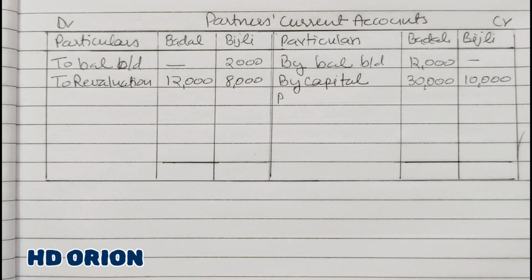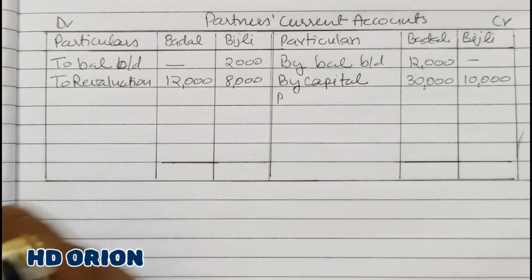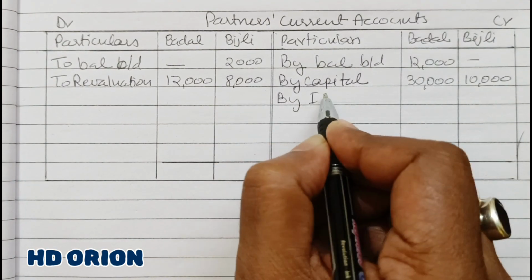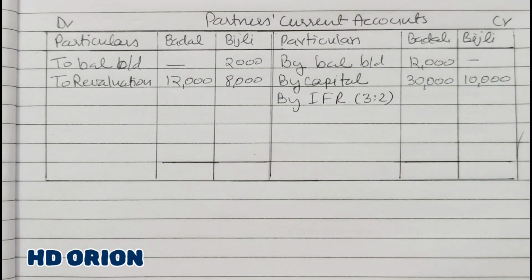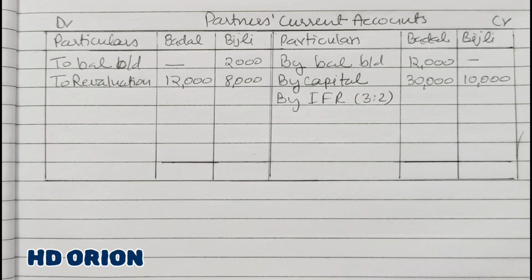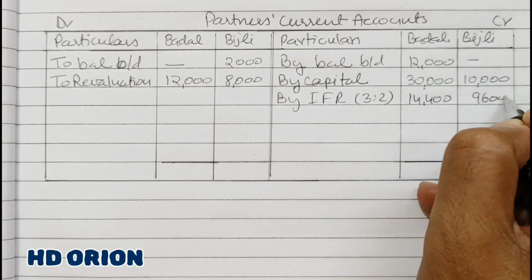And looking in the balance sheet, there is investment fluctuation reserve of rupees 24,000, isn't it? And the market value of investment has neither increased nor decreased. So we are free to distribute this investment fluctuation reserve to the old partners. So by investment fluctuation reserve in their old ratio, that is 3:2. So 24,000 will be broken in the ratio 3:2, and the amounts are rupees 14,400 and rupees 9,600.